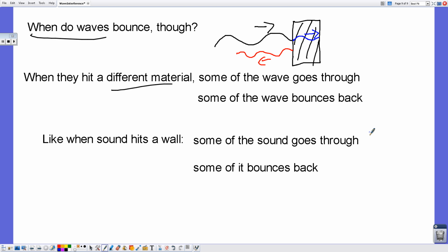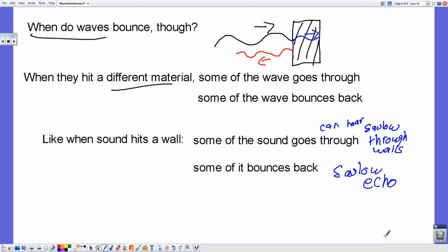This is why you can hear Mr. Saslow so well, even though you're outside of the classroom and the door is closed. So, that'd be like Saslow through walls. Can't hear Saslow through walls. Some of it bounces back. That would be Saslow making an echo. So if you listen carefully while I'm yelling at you next time, you can hear that my voice is reverberating and bouncing off all the walls, and you can hear me like 3, 4, 5 times, but, you know, really, really close because it's not a very big classroom.